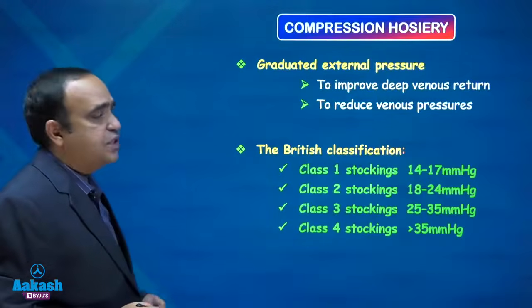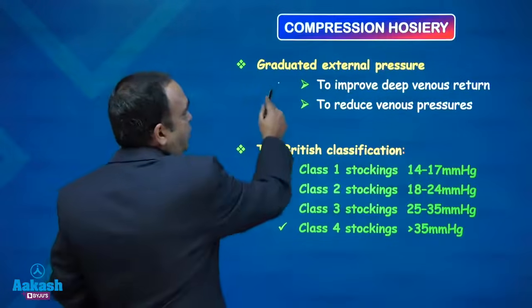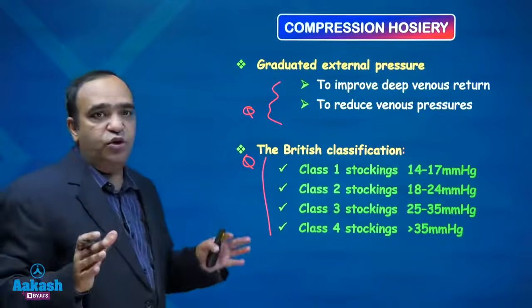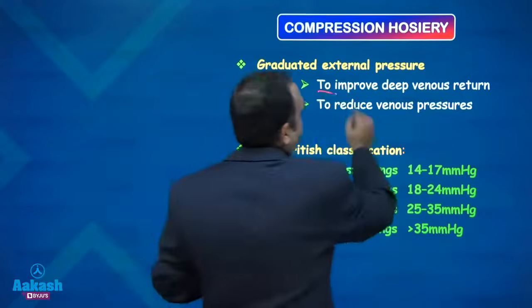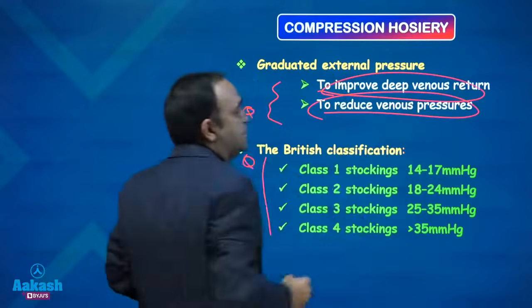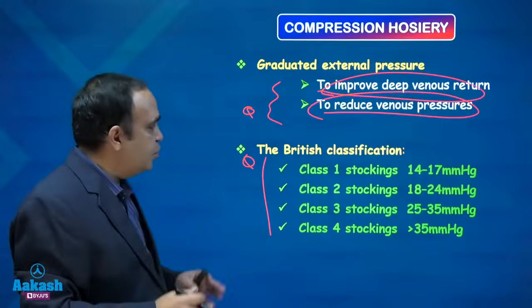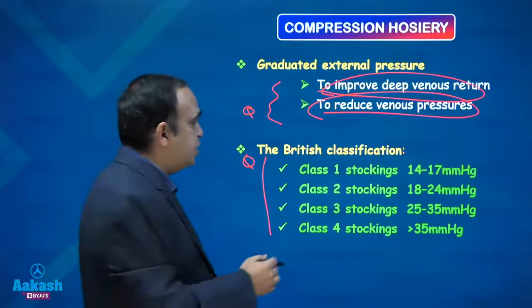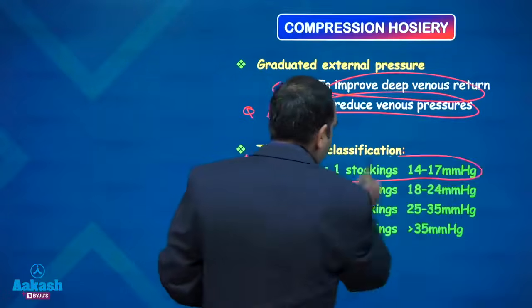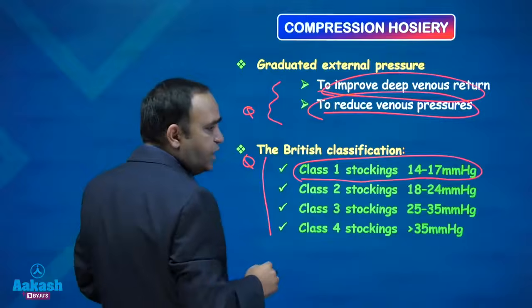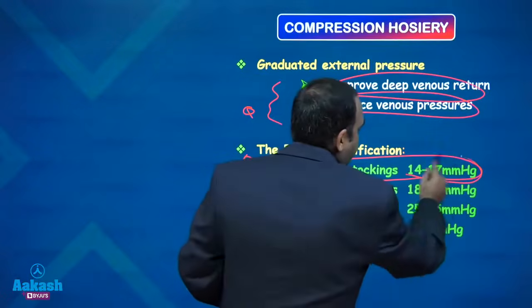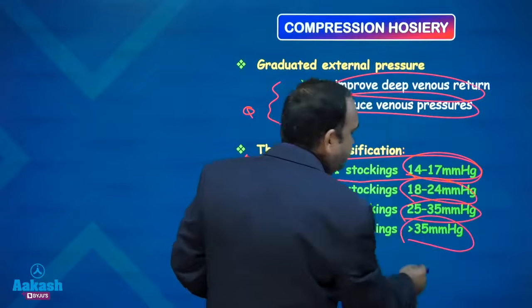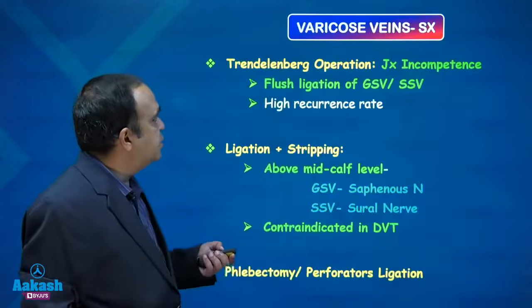Now back to compression stockings, again a potential question here. What is the role of the compression bandage? As I told you, it's only for symptomatic relief. It compresses the veins, reduces the venous pressure, improves the venous return, so pain goes down. British classification, how much pressure? It's a graduated pressure depending on how much is the requirement of the patient. Class 1, class 2, class 3, class 4 stockings based on the pressure, 14 to 17, 18 to 24, 25 to 35, and more than 35 millimeters of mercury.